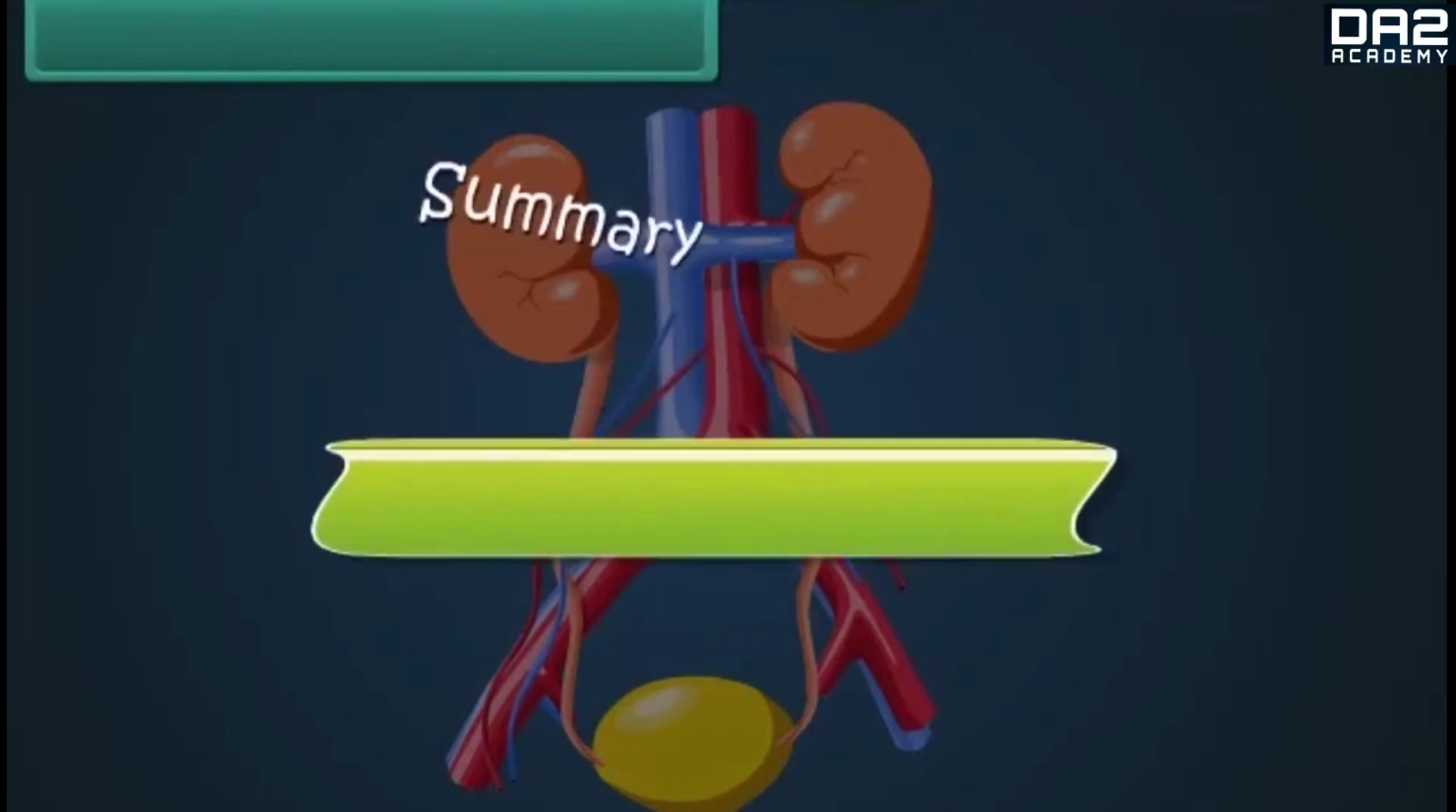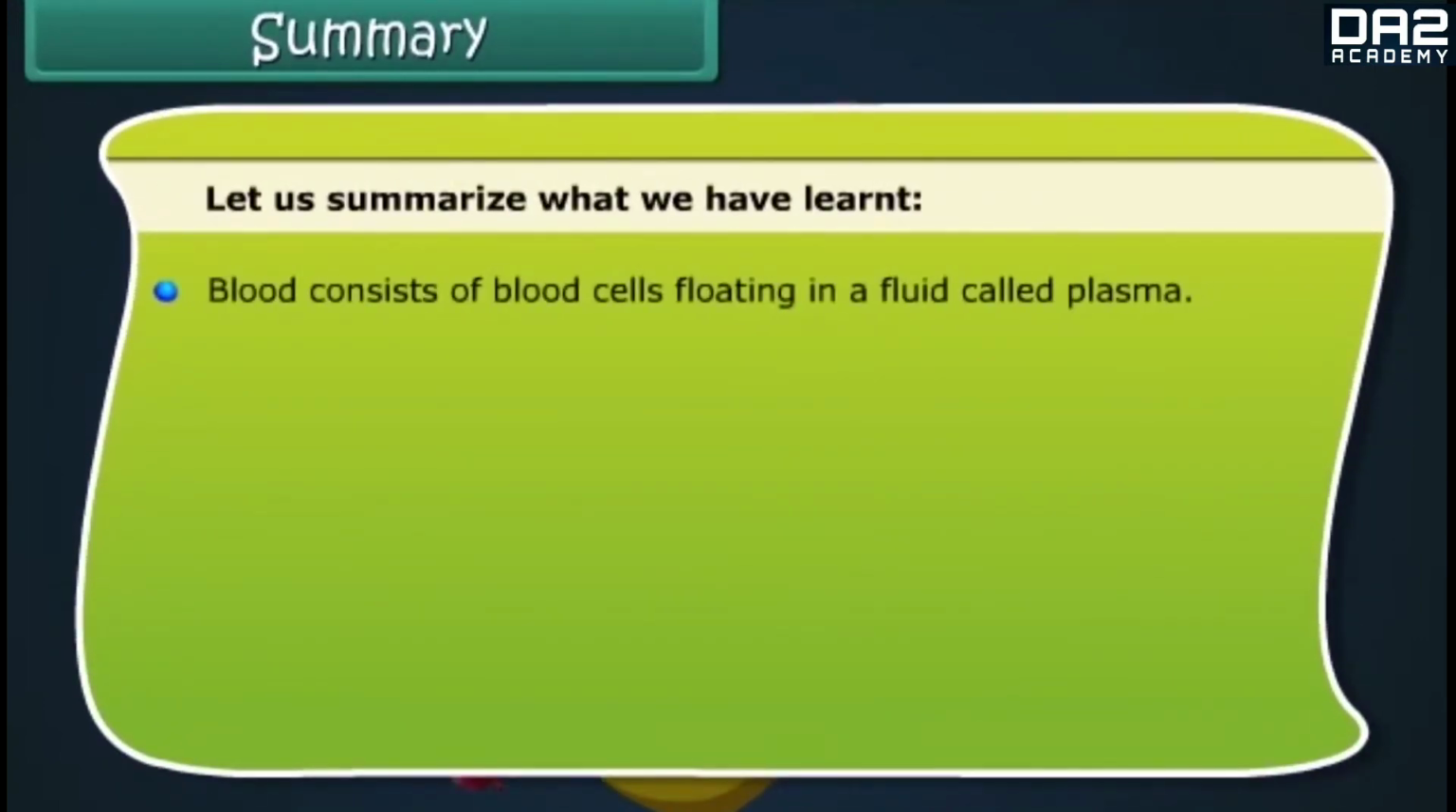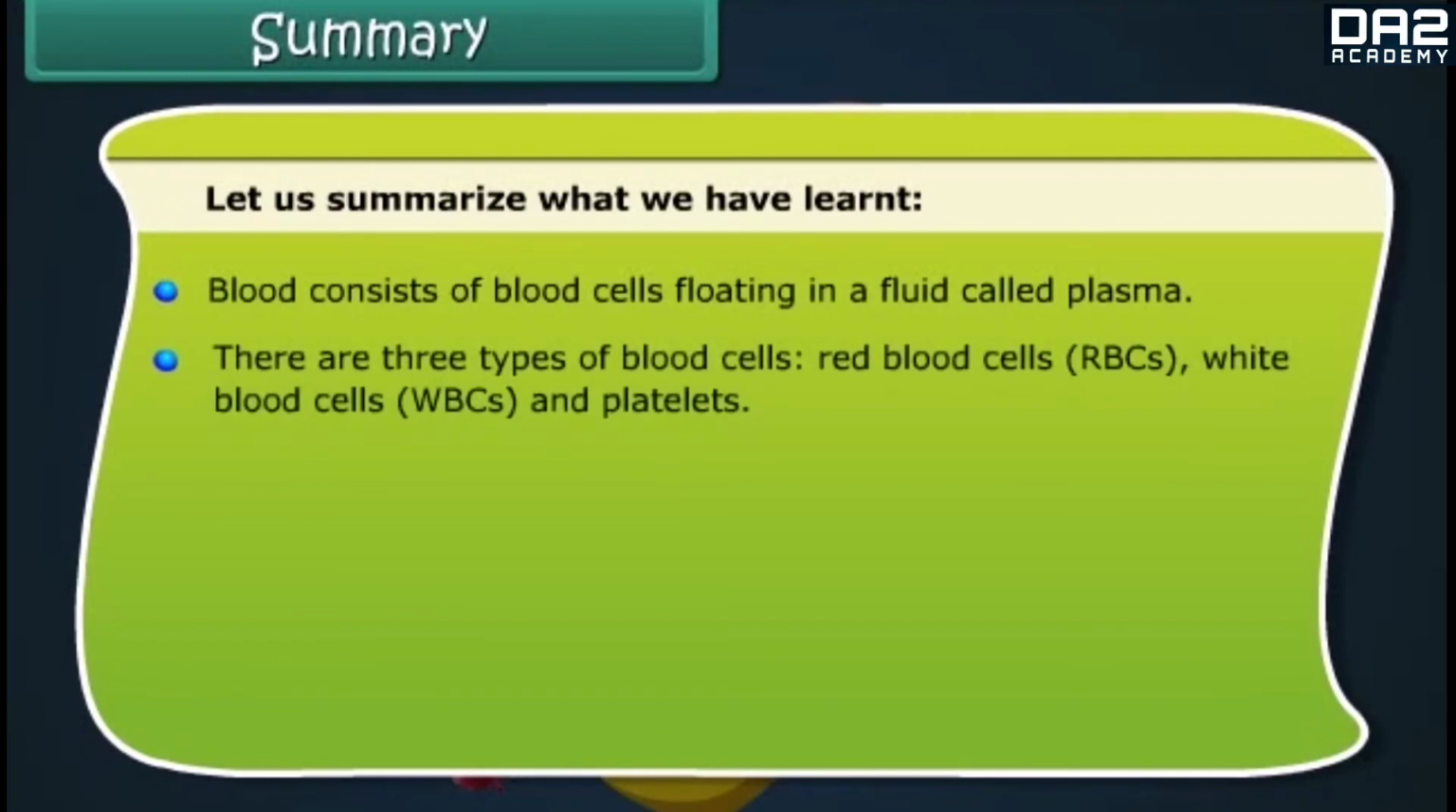Summary. Let us summarize what we have learned. Blood consists of blood cells floating in a fluid called plasma. There are 3 types of blood cells: red blood cells, RBCs, white blood cells, WBCs, and platelets.